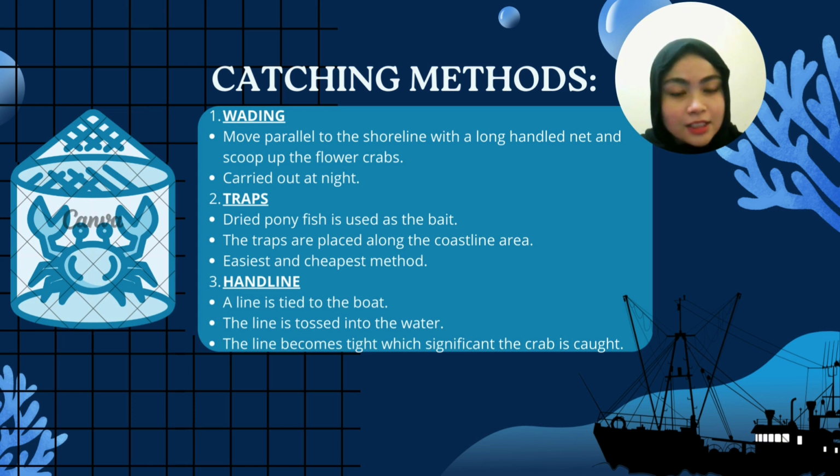The third method is using hand line. So basically for this method, we're gonna need a line, and that line will be tied to the boat or maybe tied to the jetty, and that line will be tossed into the water. Once it is tossed into the water, we can see the line will become tighter once the crab is caught. When the line becomes tight, we just need to pull up the line until we can see the crab.